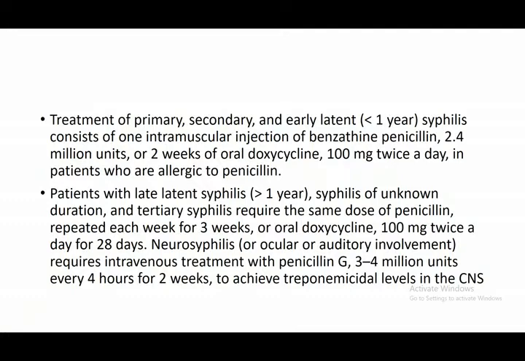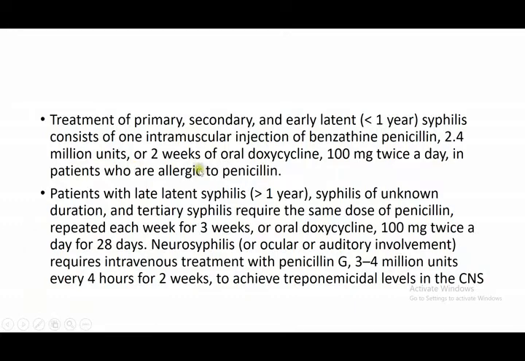Coming to treatment of primary, secondary, and early latent infection of syphilis. It consists of only one intramuscular injection of benzathine penicillin only, one intramuscular injection. So it's very important to identify syphilis at primary stage. Or if you don't give intramuscular injection, you can go for 2 weeks oral doxycycline therapy in patients, especially those who are allergic to penicillin.